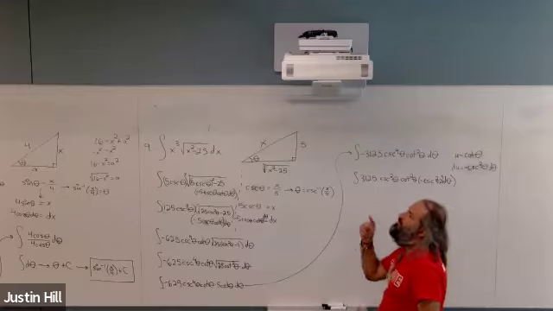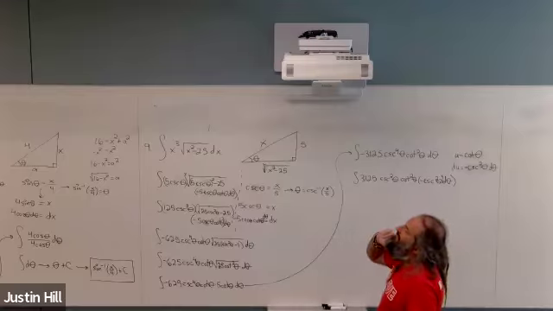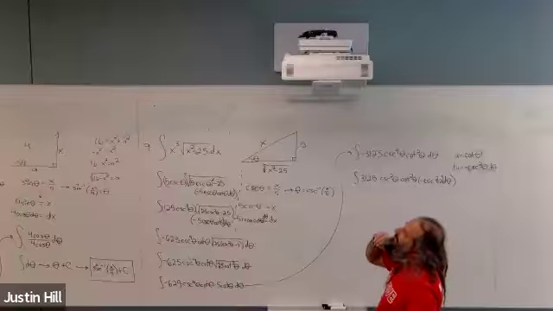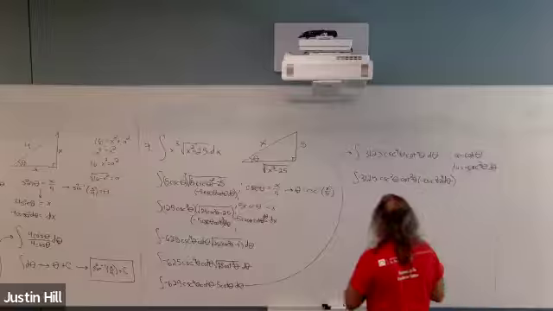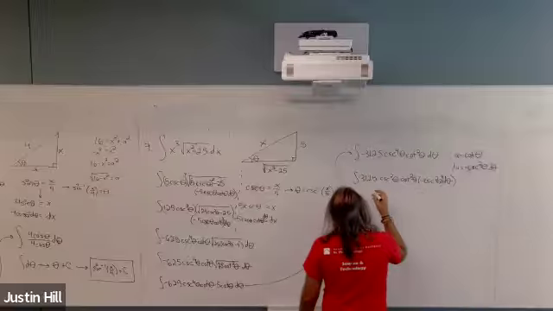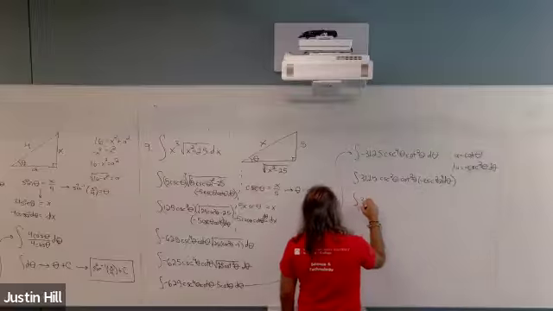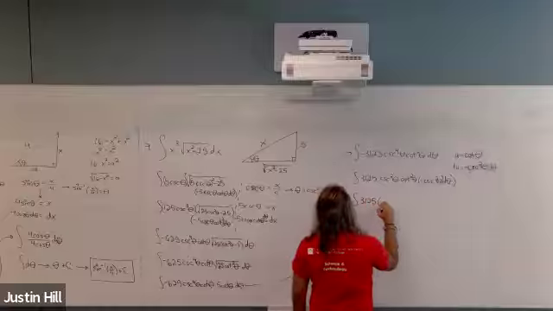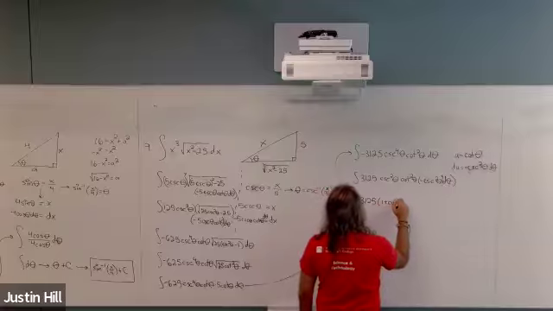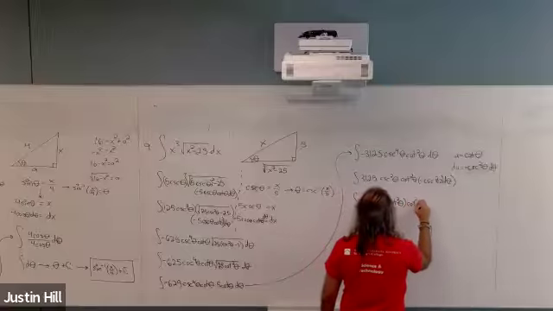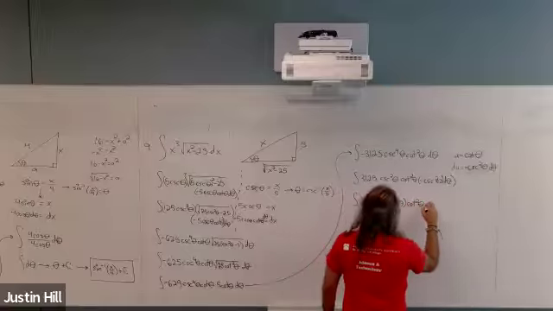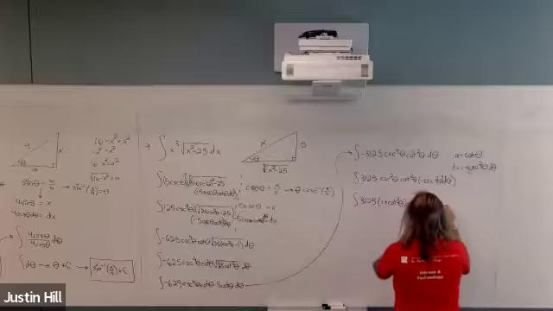Or no, is it the other way around? Sorry, cosecant squared is 1 plus cotangent squared. So this is 3125 times 1 plus cotangent squared theta times cotangent squared theta times our part here that's going to end up being du.